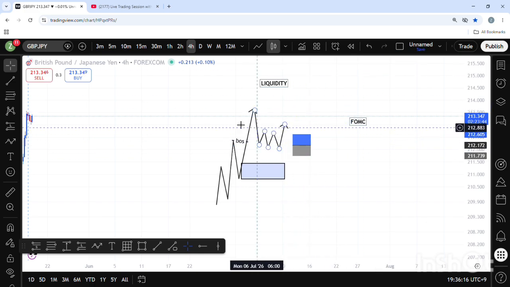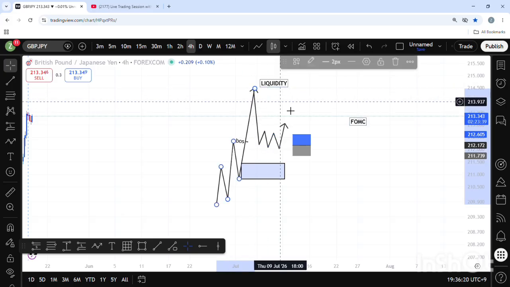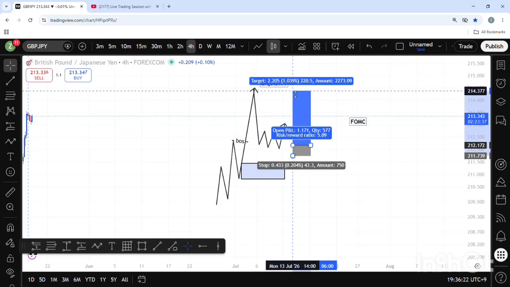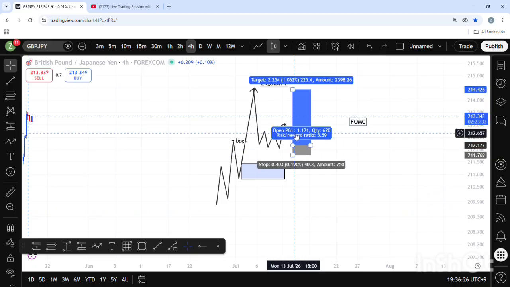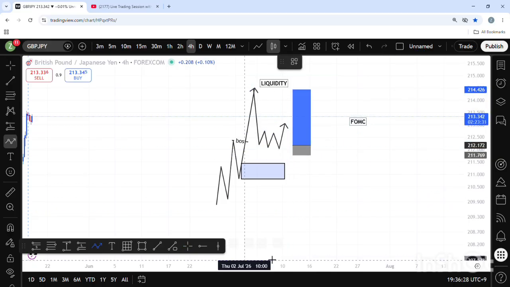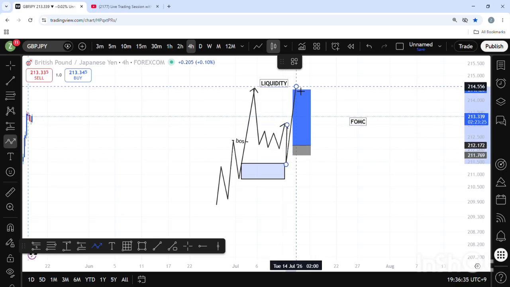So this is what I mean when I talk of inducement liquidity. Let me place this buy well. So when the market reaches here, for someone who has a fear of missing out, you will place this trade because you think the market is leaving you.